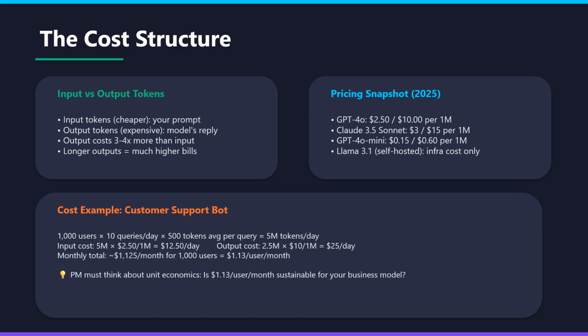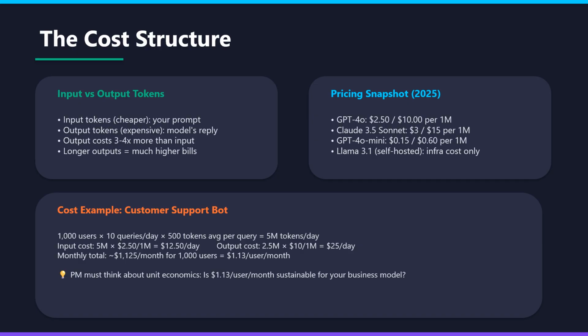Okay. Now the cost example at the bottom, customer support bot around like 1000 users times 10 queries per day times 500 tokens average per query equals 5 million tokens per day, right? Input cost is like $12.50 per day. Output cost is $25 per day. So monthly total roughly comes around $1,125 for 1000 users. That's around $1.13 per user per month.